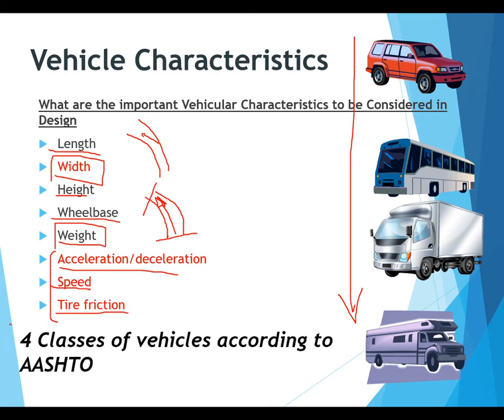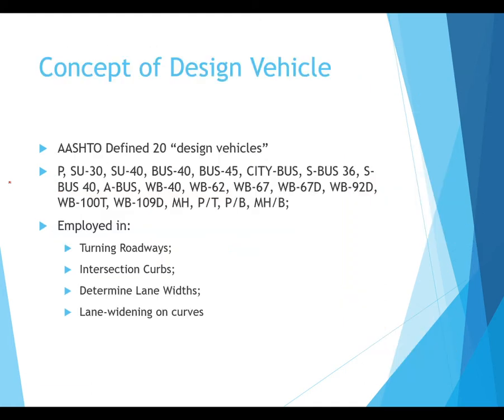AASHTO, which is the manual you might remember from your highway design class, has 4 classes of vehicles, and this includes the passenger cars, buses, trucks, and RVs or different motor vehicles. And these are the 4 you can see here. These are the 4 different vehicle classes. From these 4 different classes, AASHTO defined 20 what we call design vehicles.